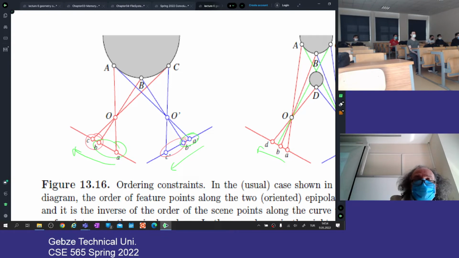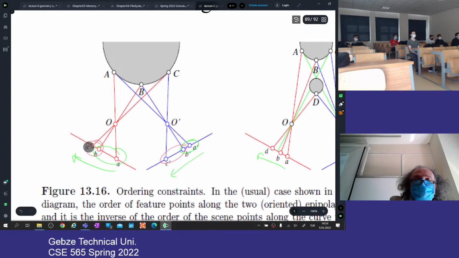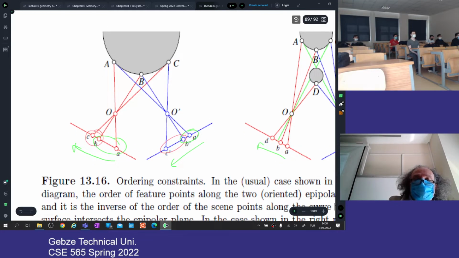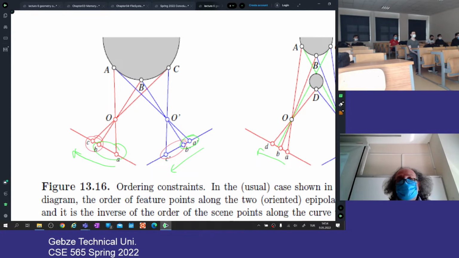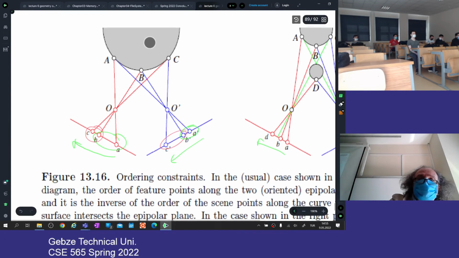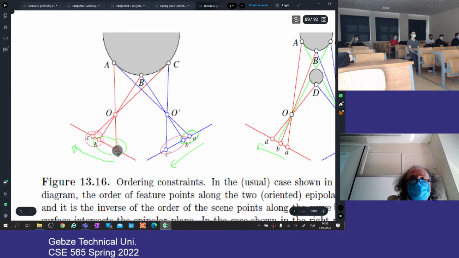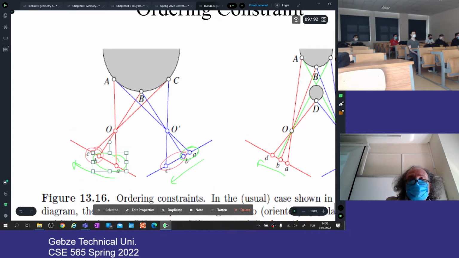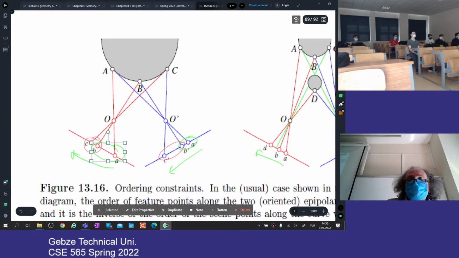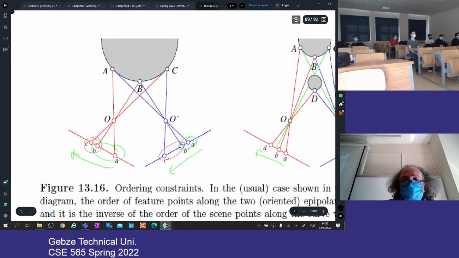The ordering of these small a, small b, and small c, a prime, b prime, c prime, will not be different. Ordering will always be the same. If you have a continuous surface, okay, this sphere has a continuous surface, it will always be a, b, c, a, b, c. So you have to keep the ordering constraint, okay?